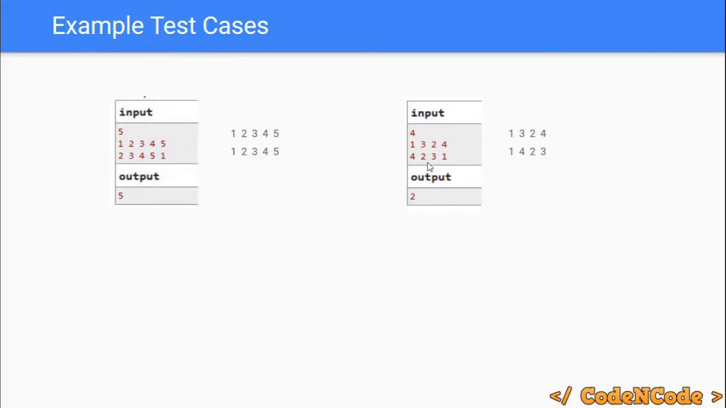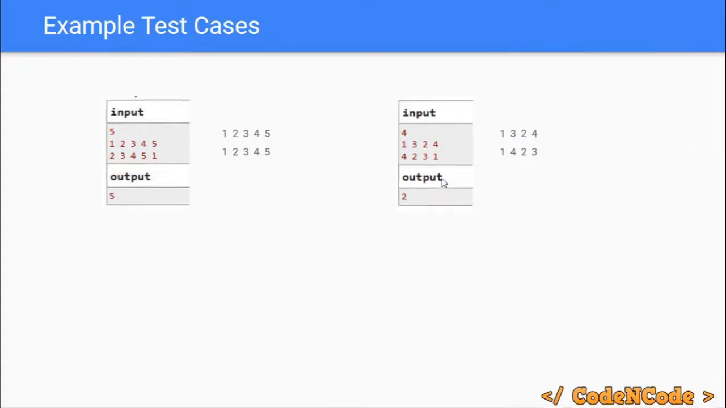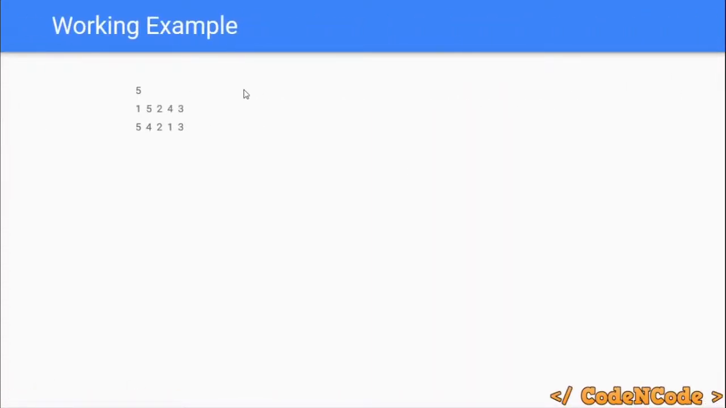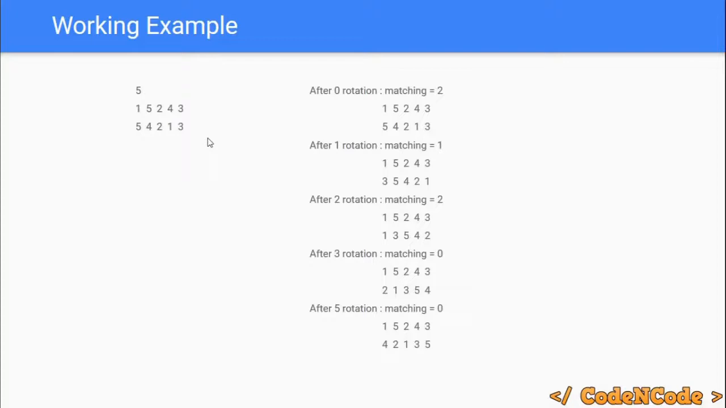So what you can do, you can perform rotations one by one and then check in the ith rotation how many matchings there are. Let me explain with an example. Suppose this was the input A: 1 5 2 4 3 and B is 5 4 2 1 3. These are the things you can do. After 0 rotation means array B is not rotated at all.